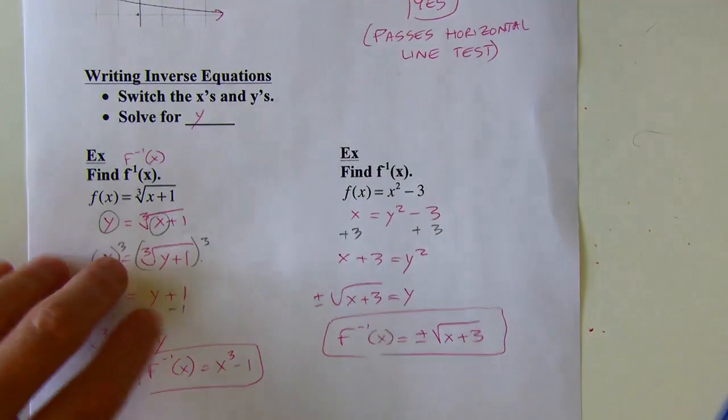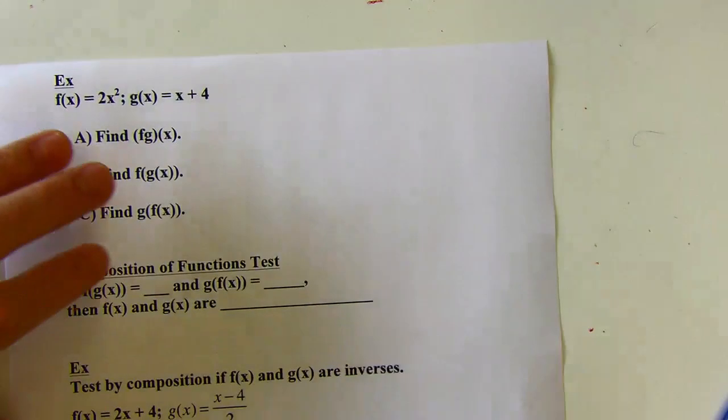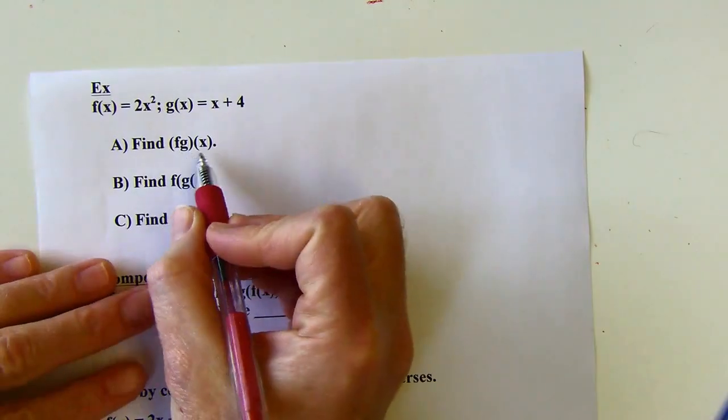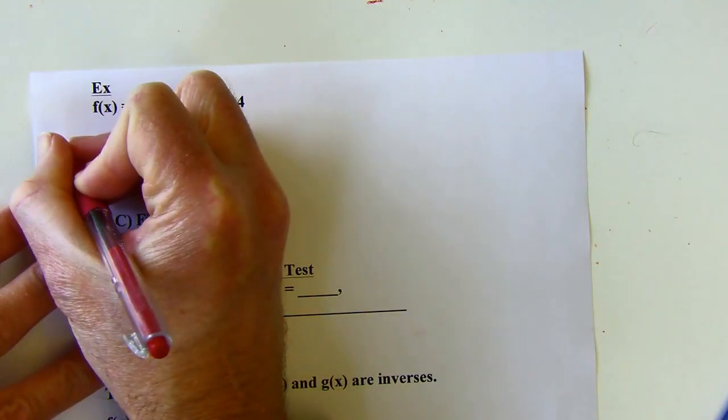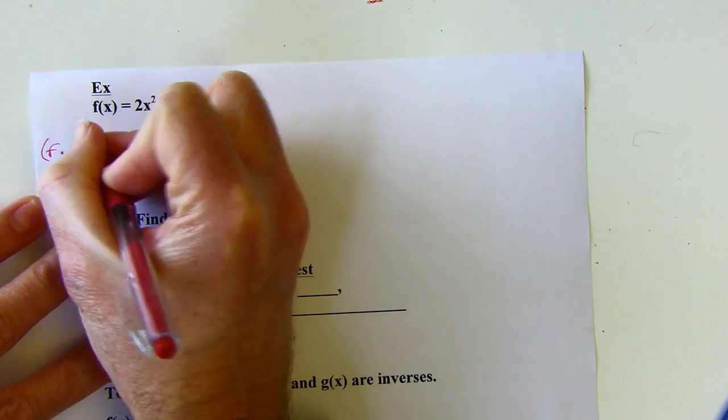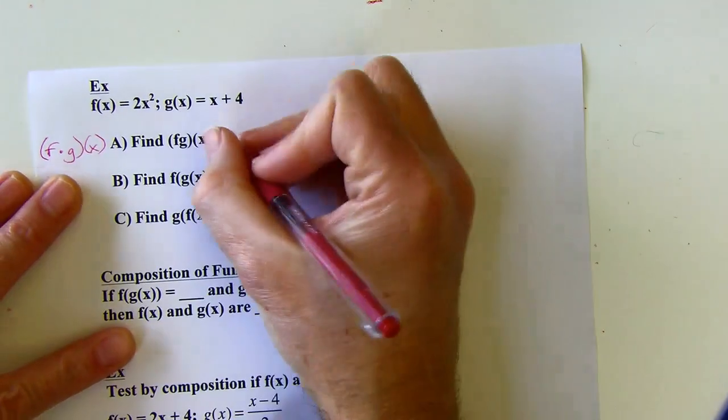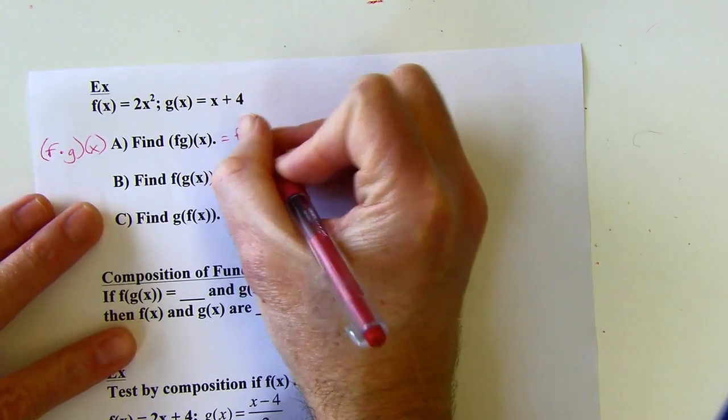All right. Okay, last page. Okay, I got 2 different functions. First, I'm going to find fg of x. This is sometimes written like this. It's f times g of x. So that means we're taking f of x times g of x.